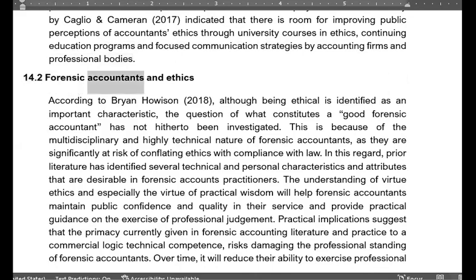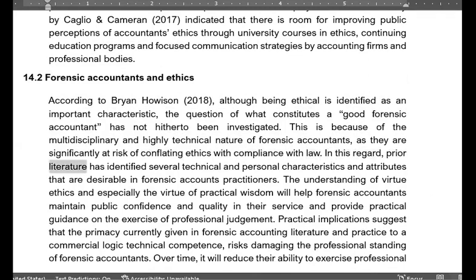14.2 Forensic Accountants and Ethics. According to Brian Howison, 2018, although being ethical is identified as an important characteristic, the question of what constitutes a good forensic accountant has not hitherto been investigated. This is because of the multidisciplinary and highly technical nature of forensic accountants, as they are significantly at risk of conflating ethics with compliance with law.